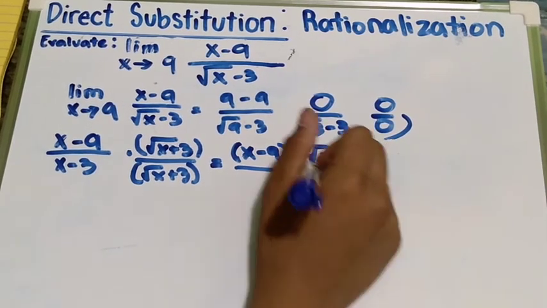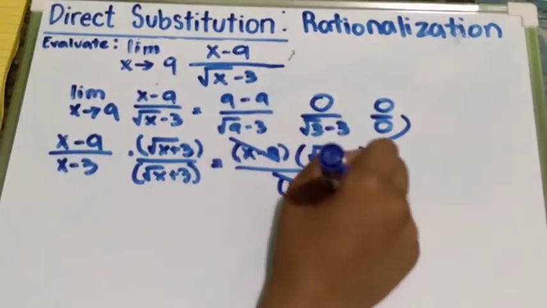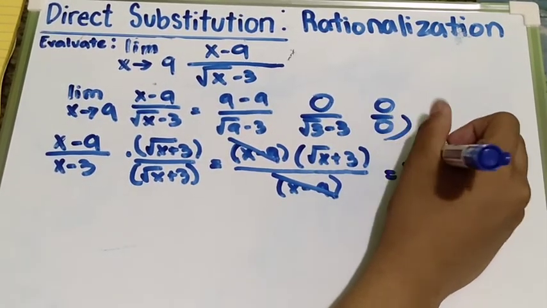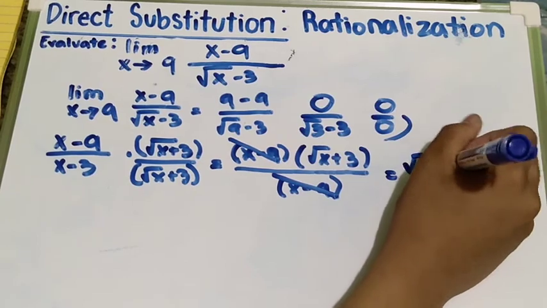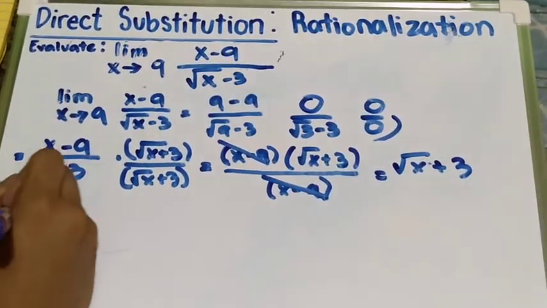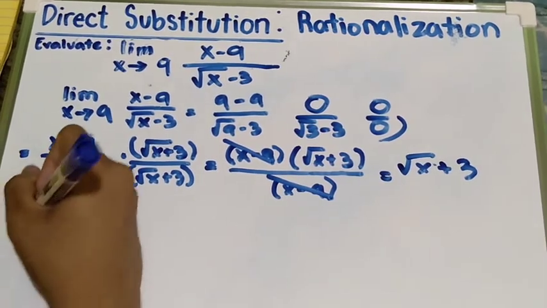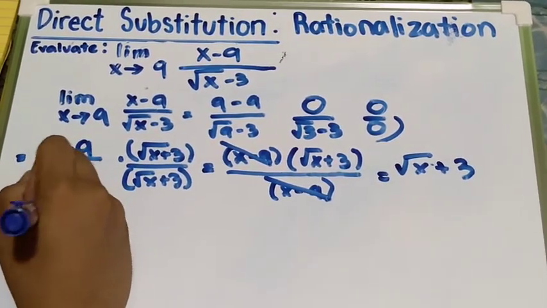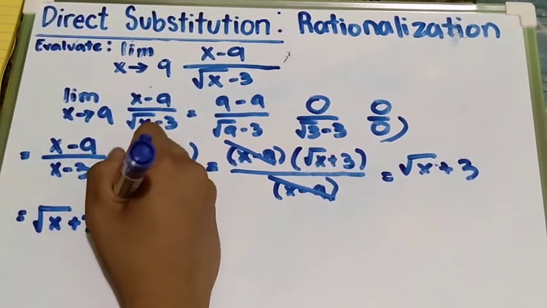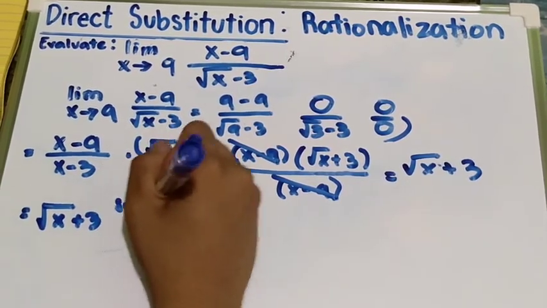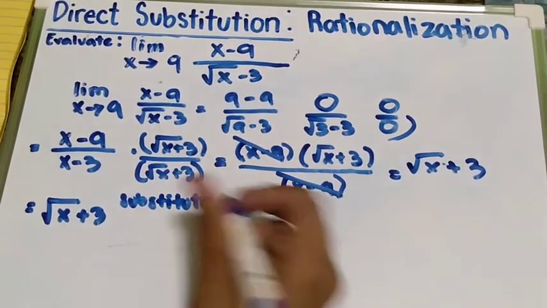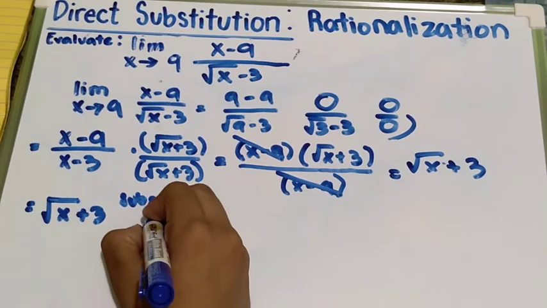So there you are going to substitute now the 9. Going to substitute the 9. So the square root of 9 plus 3 is equal to 3 plus 3, equals 6.